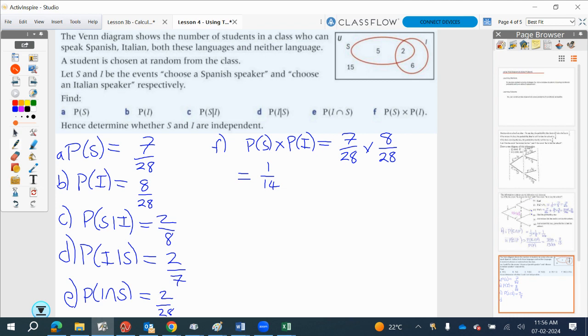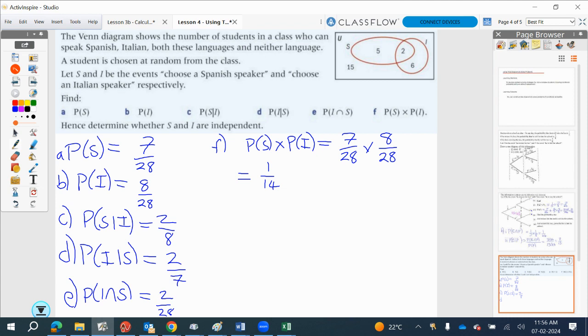Because 2 over 28 is the intersection, so it's just F. F, you got 1 over 14, and what is the intersection? The intersection here says 2 over 28. You simplify it. Yeah, 1 over 14. There we go.